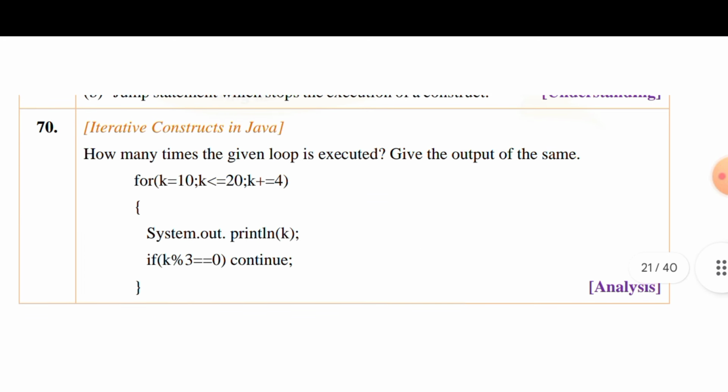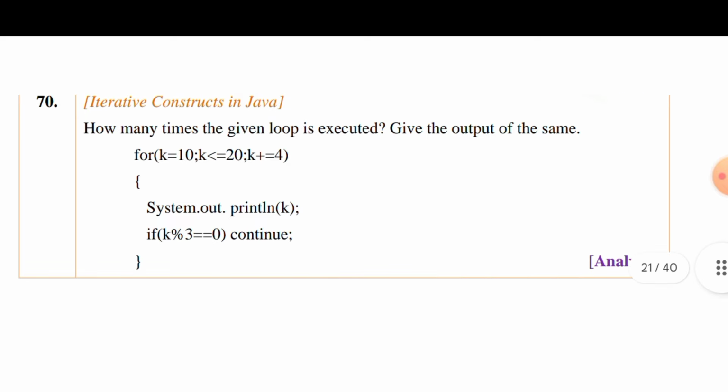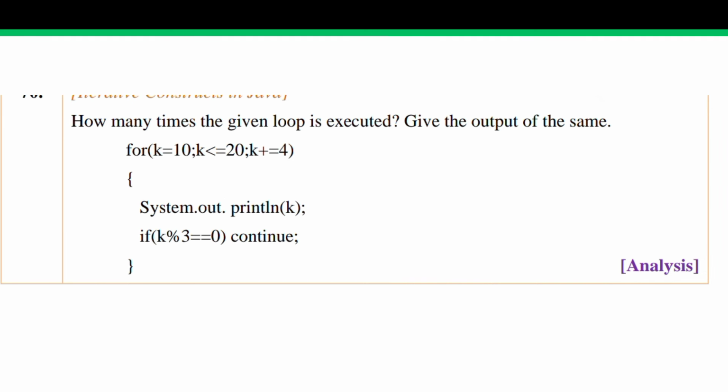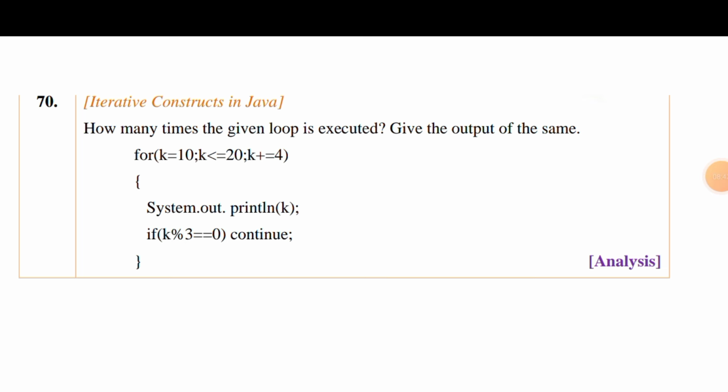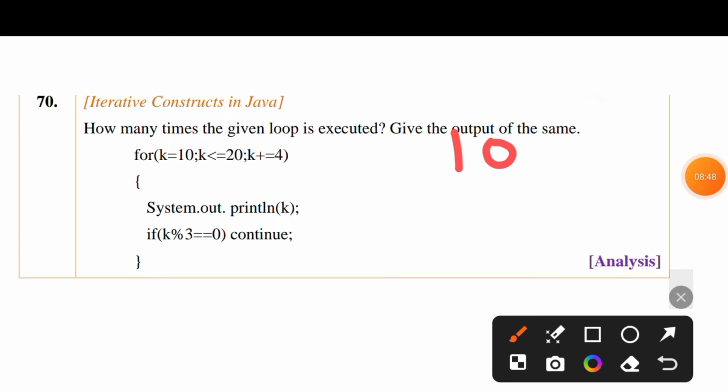The last question of this session or this video: how many times is the given loop executed? Give the output of the same. So we have to tell how many times the loop gets executed. See, initially k is 10 and it should go till it is lesser or equal to 20. So first what will happen, the current value of k is 10, condition is true, so 10 will be printed. So the loop has executed how many times? One time. So I'm just putting a dash here.